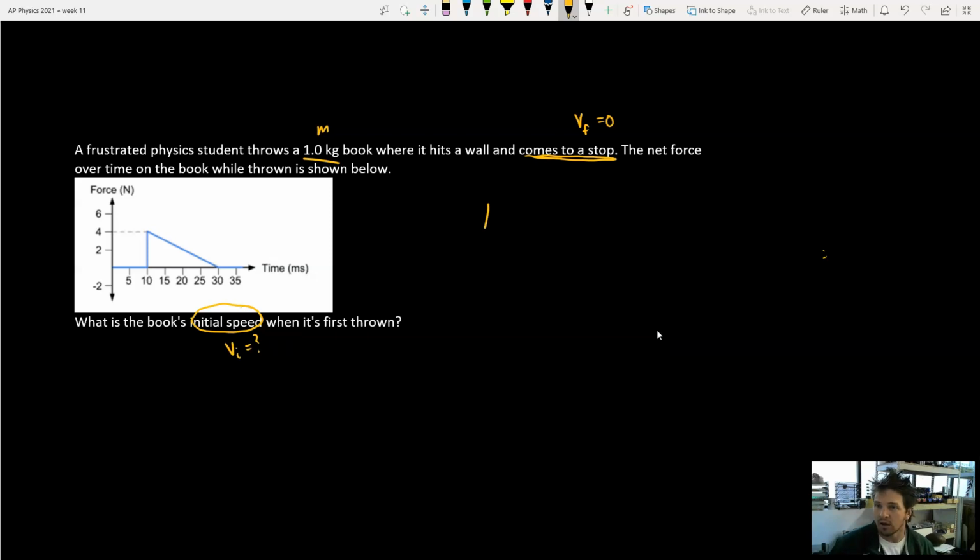So I'm going to start with my impulse momentum theorem, relating this graph that we have to all this. And I'm trying to figure out how much the speed changed. So I'm going to solve for delta v. This right here would be the area. So I'm going to find the area of this triangle. The base is 20 milliseconds, so 0.02 seconds, with a height of 4 newtons.